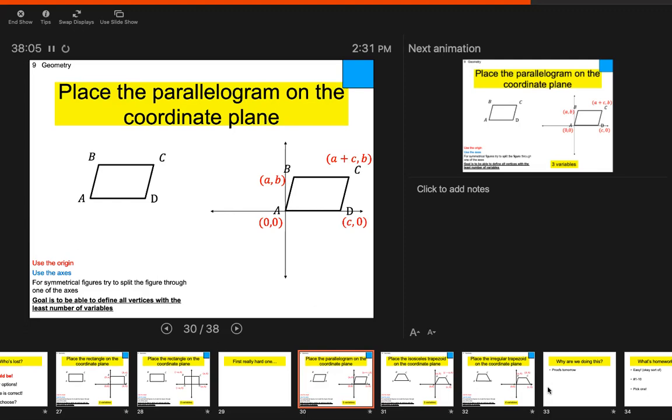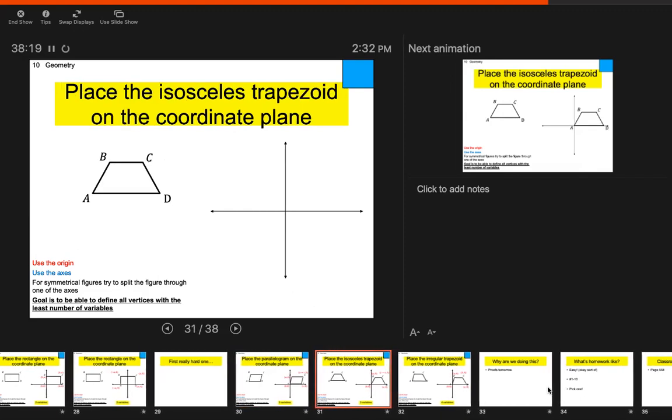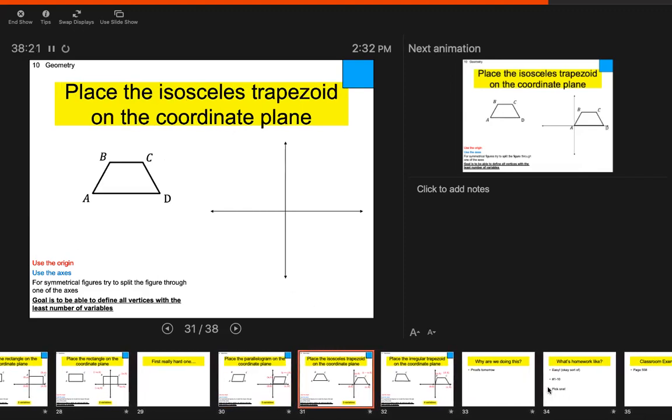What if we have to solve for B? They're going to give you some values starting tomorrow. All right, so we used A, B, and C. That's 3 variables. All right, isosceles trapezoid.